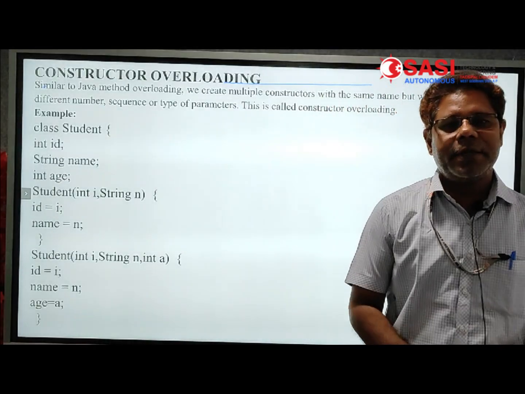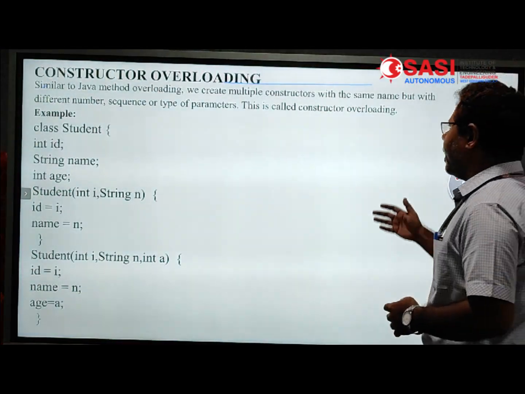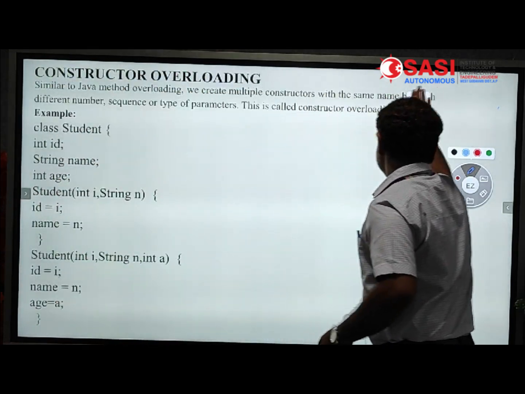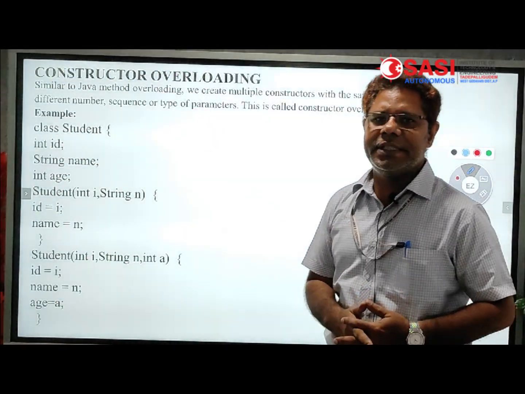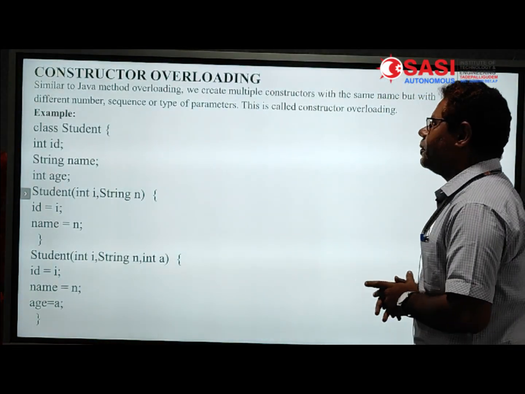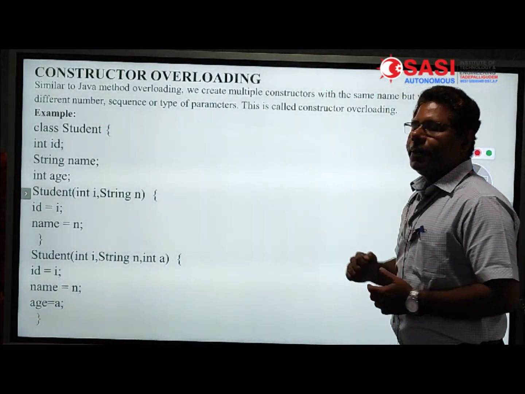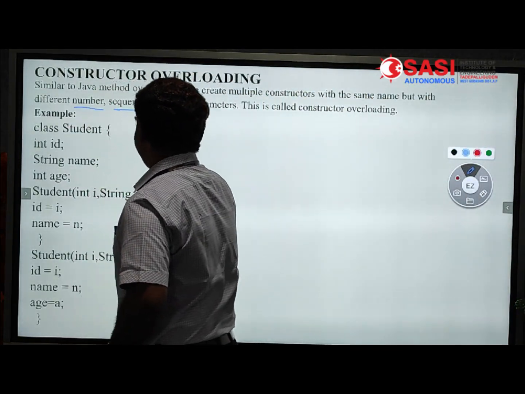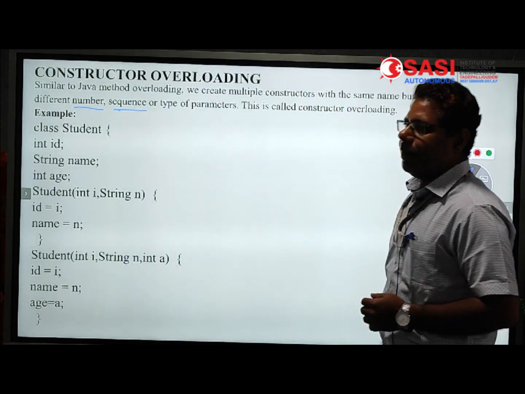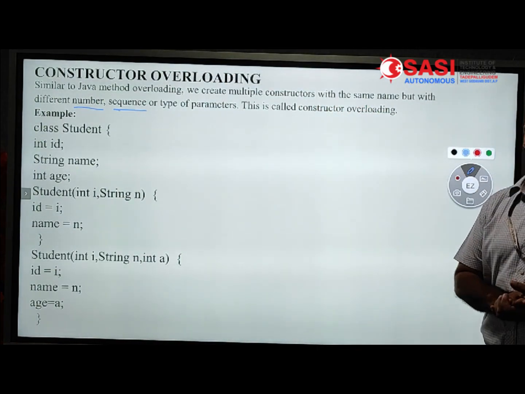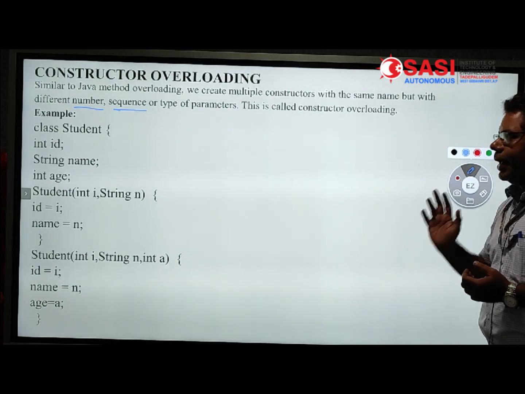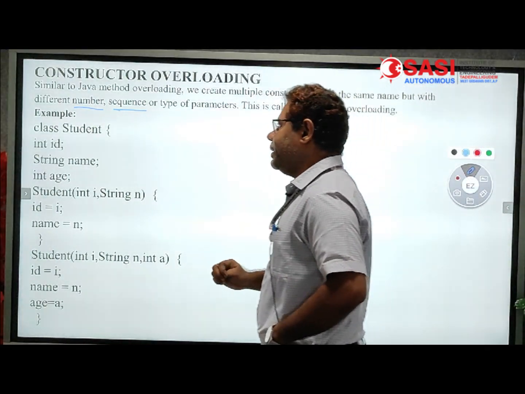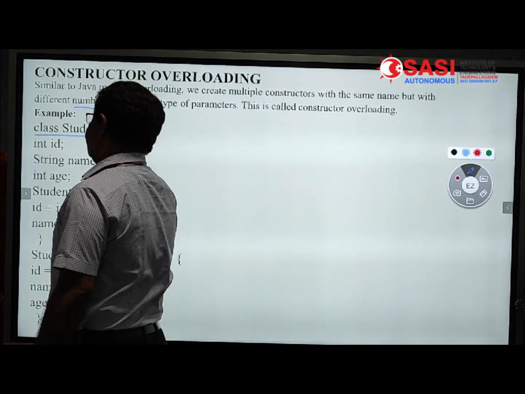Next, similarly, constructor overloading. Already we know about the constructor. Just the same as method overloading, in constructor overloading we have the same constructor name that can be used for different purposes based on the number of parameters, sequence of parameters or type of the parameters. So in constructor overloading we can use the same constructor name for multiple purposes. Here we can see the example, class Student.